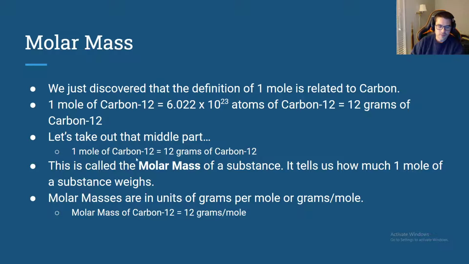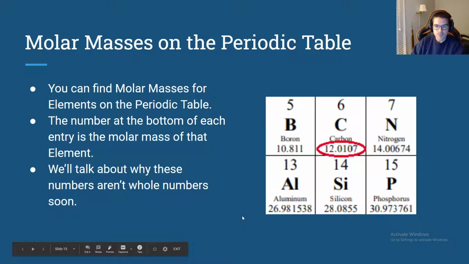This little rule here tells us how much 1 mole of a substance weighs, okay? Molar masses are in units of grams per mole, okay? So 1 mole of this weighs X many grams, right? So yeah, here you go. Molar mass of carbon-12 is 12 grams per mole. You can find molar masses for the elements which make up the universe on the periodic table, okay?